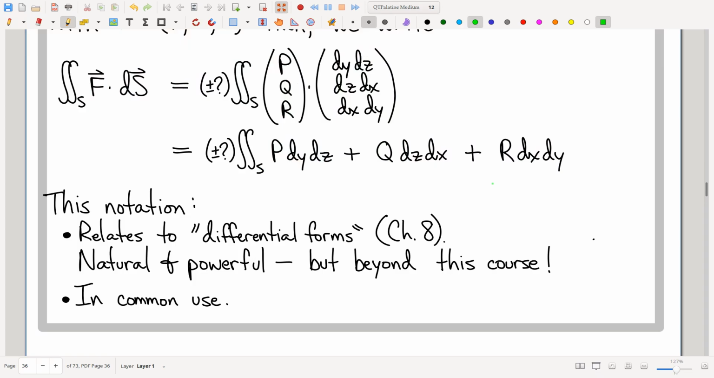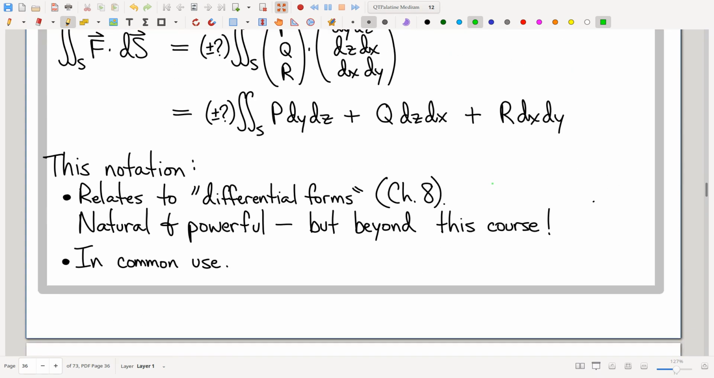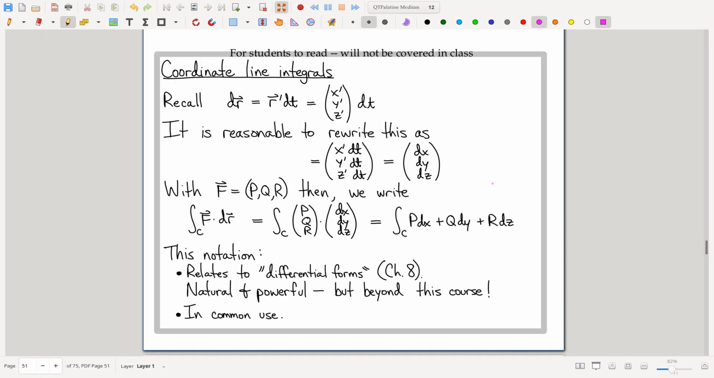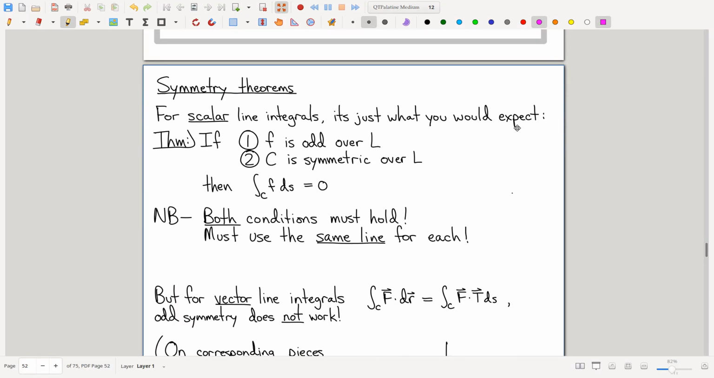Okay, so I guess I ended up doing this page after all. Oh well. Okay, next, symmetry theorems. And again, of course that's next. That was what was next with vector line integrals.